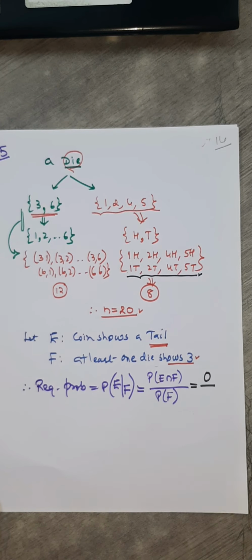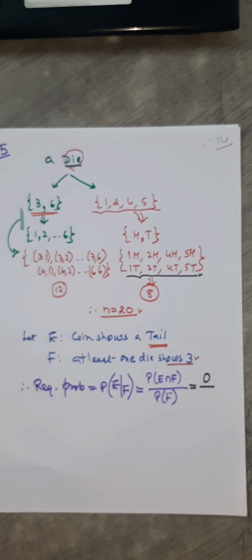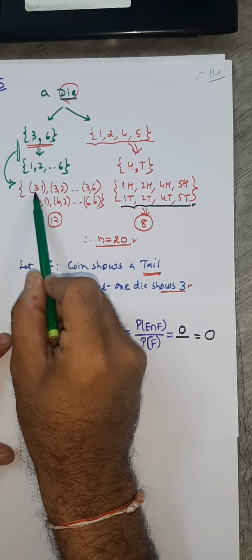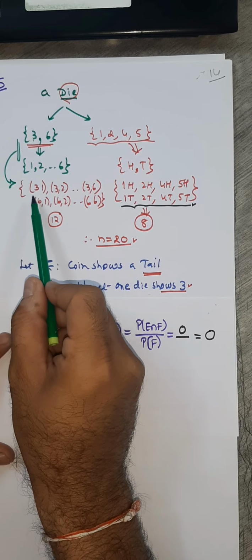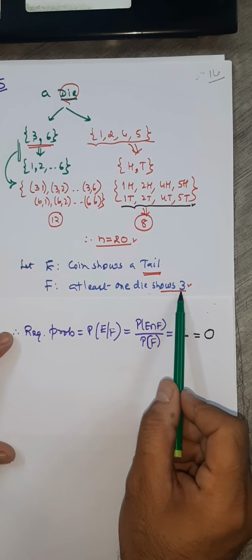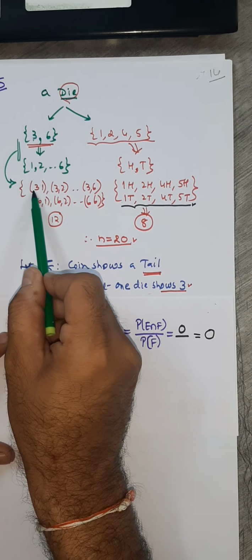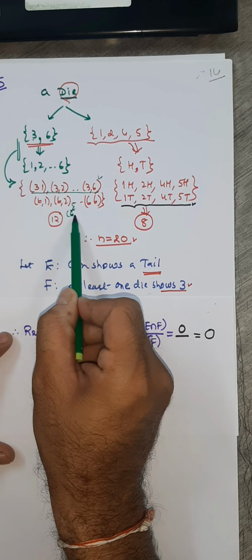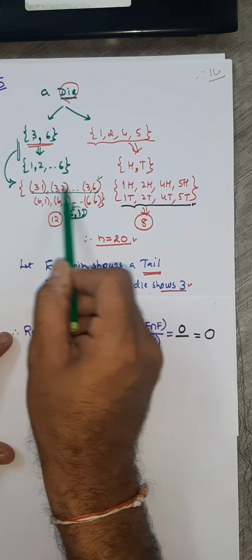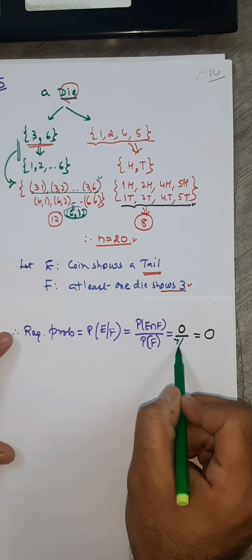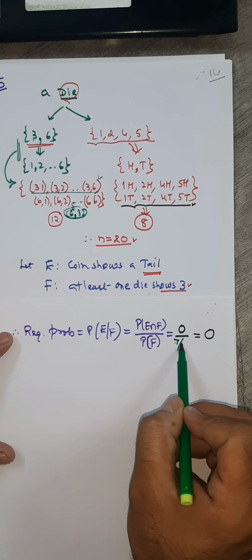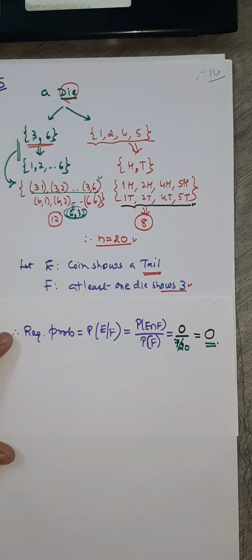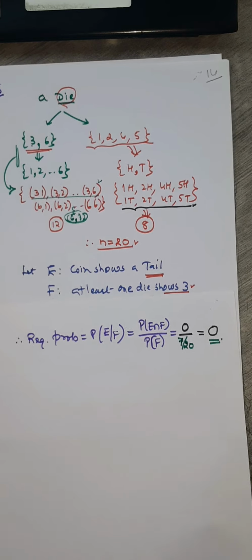Now the question is, what's the probability of F? Let's write that. You can answer that from here: at least one die should have 3. So in all these you have 1, 3, 6 outcomes, and somewhere here also you have 6, 3. So 6 plus 1, so here this is a total of 7 upon the main sample set 20. So this is 7 by 20. So finally you will get 0 only.